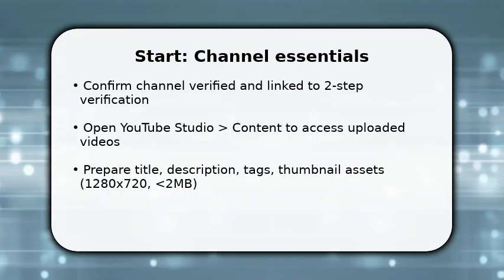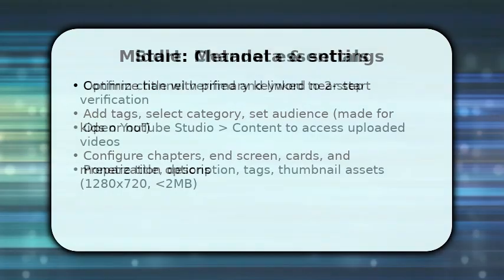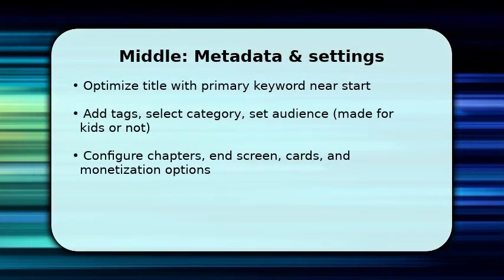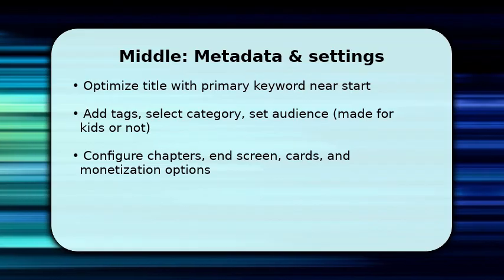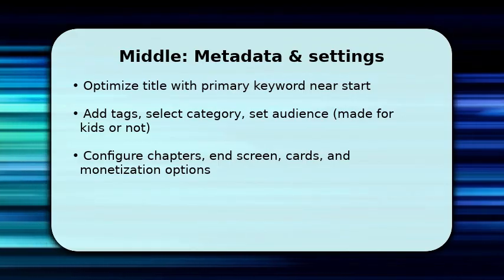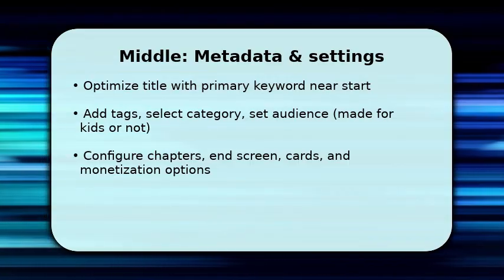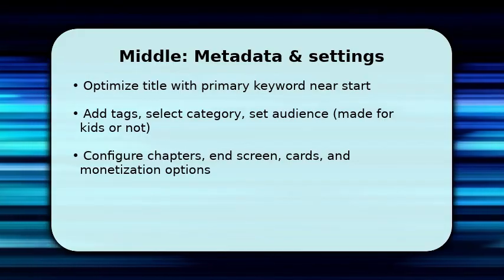Now you focus on metadata because discovery depends on it. You should place the primary keyword near the start of the title and write a concise first 2 lines of the description that explain value. Search uses them. Add relevant tags and pick a category and explicitly set the audience, made for kids or not, to avoid demonetization. Then create chapters in the description, add cards and an end screen, and toggle monetization settings. These actions directly affect watch time and revenue.